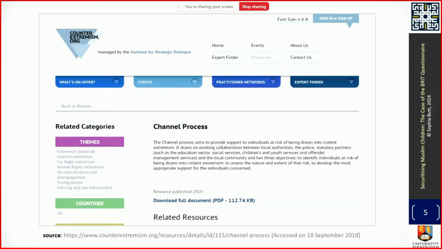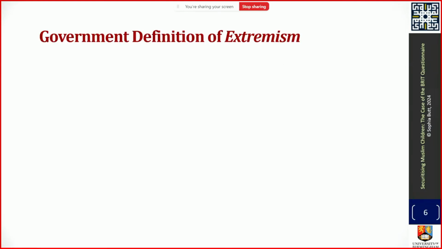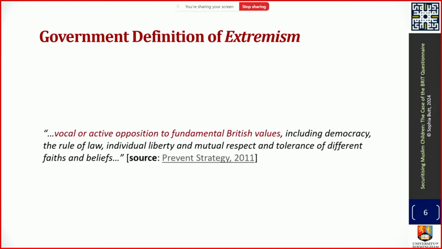So what the Channel process says is that it's about providing support to individuals who are at risk of being drawn into violent extremism. And it looks at existing collaborations between local authorities, the police, statutory partners, etc. And so how is extremism defined? Well, the government defined extremism as vocal or active opposition to fundamental British values, including democracy, the rule of law, individual liberty, mutual respect, and tolerance of different faiths and beliefs. But there is an emphasis on British values and opposition to that.